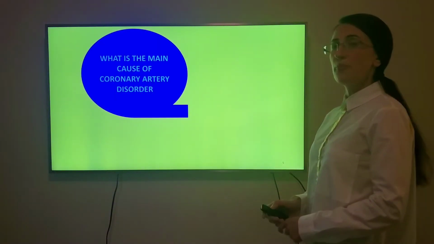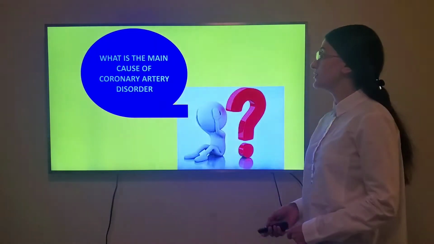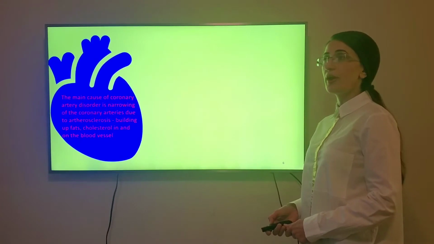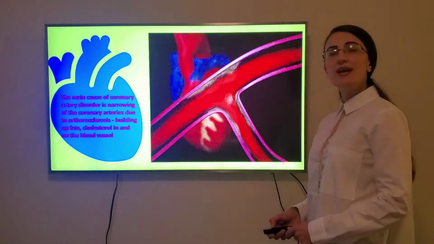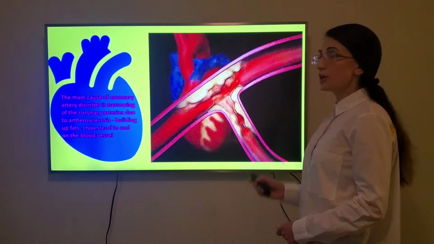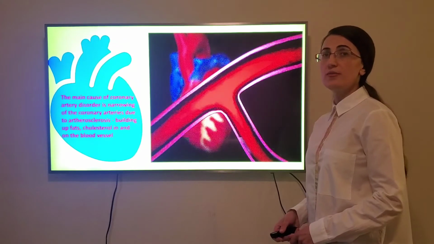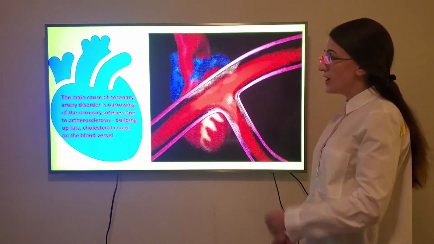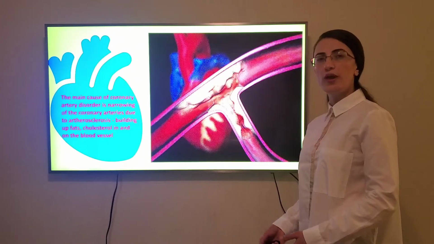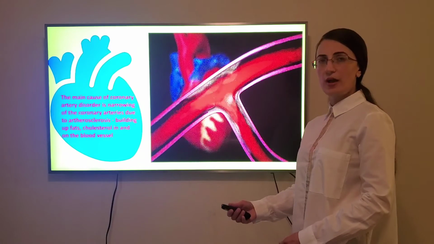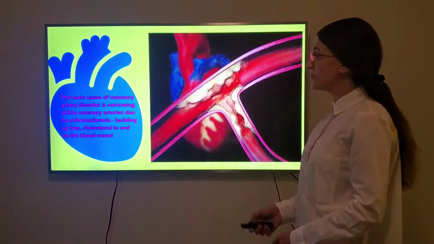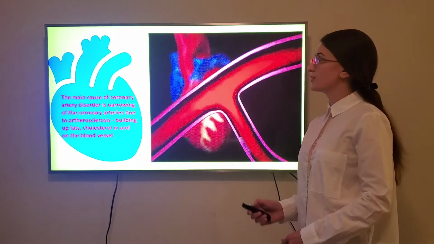So, what is the main cause of coronary artery disorder? The main cause of coronary artery disorder is atherosclerosis. What is atherosclerosis? Atherosclerosis is the building up of fat and cholesterol on the wall of the blood vessels. This process doesn't happen in one day or in 1 week or in 1 month. It takes time. It happens eventually. It takes years to build up fat deposits on the wall of the blood vessel.